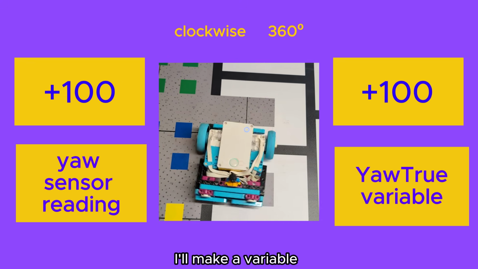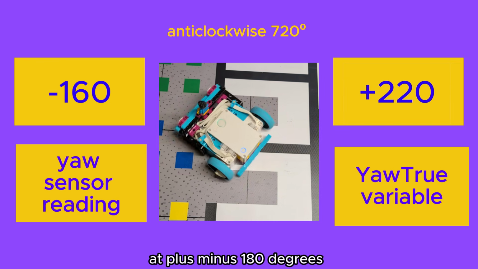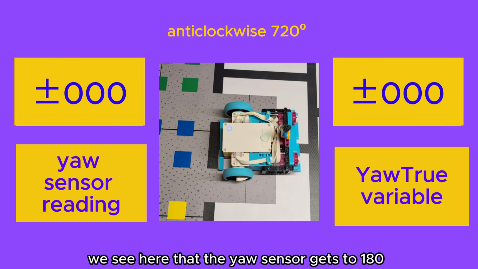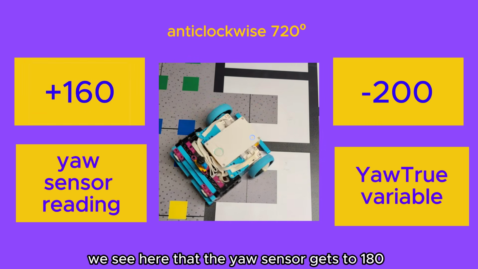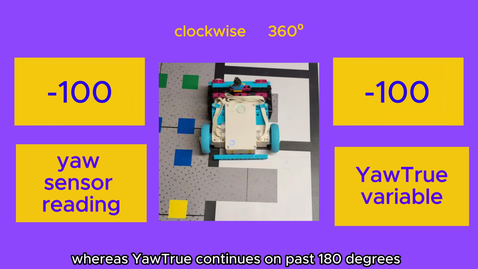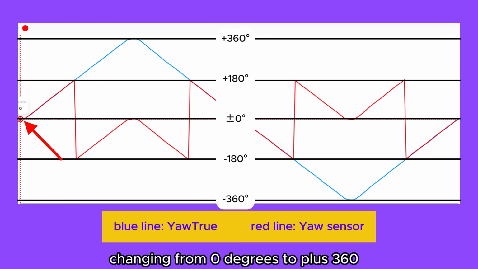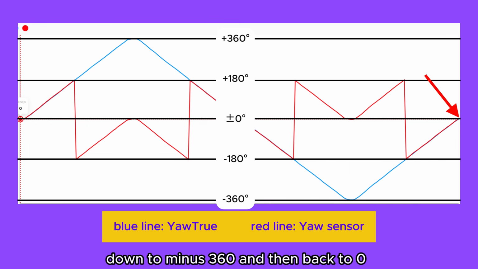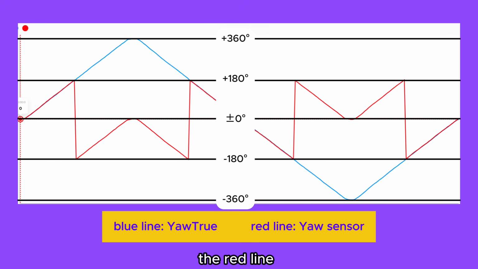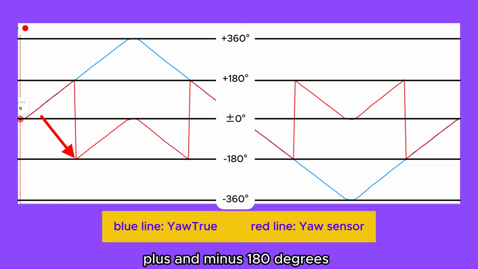I'll make a variable which does not have a discontinuity at plus minus 180 degrees. I'll call it YawTrue. We see here that the yaw sensor gets to 180, then jumps to minus 180, whereas YawTrue continues on past 180 degrees. On the line graph display, the blue line shows YawTrue changing from 0 degrees to plus 360, down to minus 360, and then back to 0. The red line shows how the yaw sensor jumps between plus and minus 180 degrees.